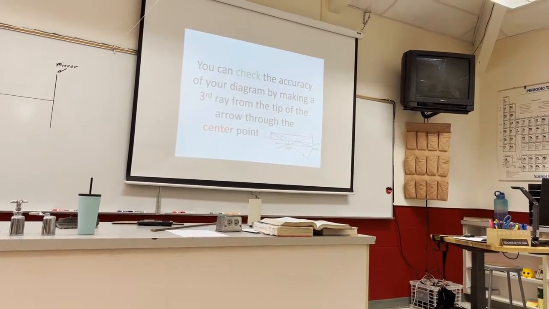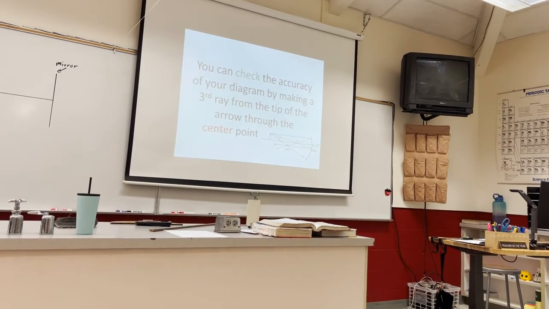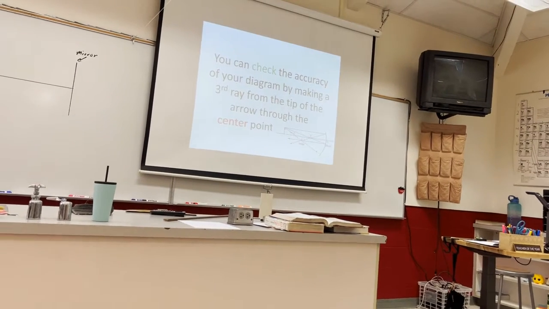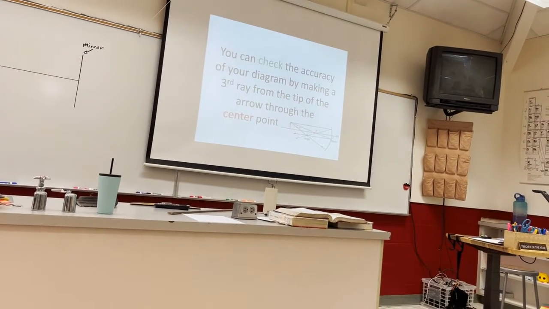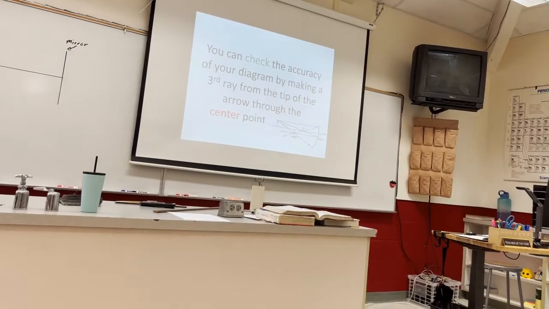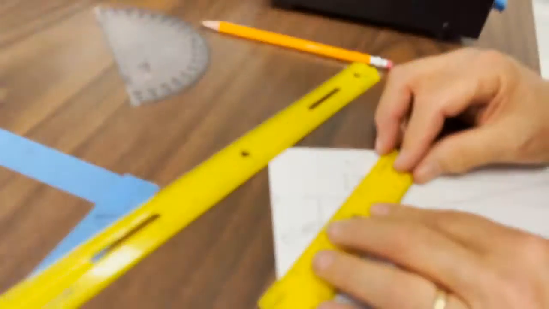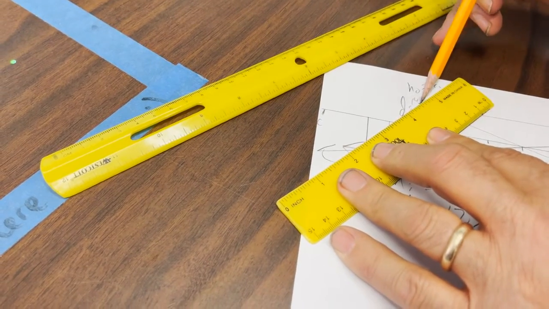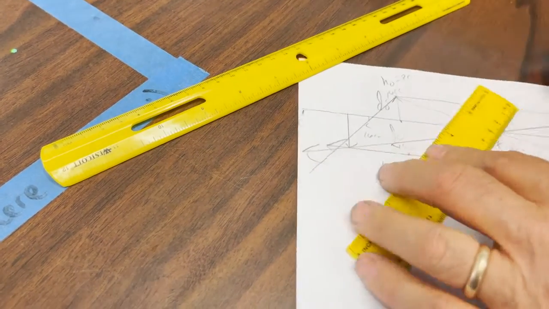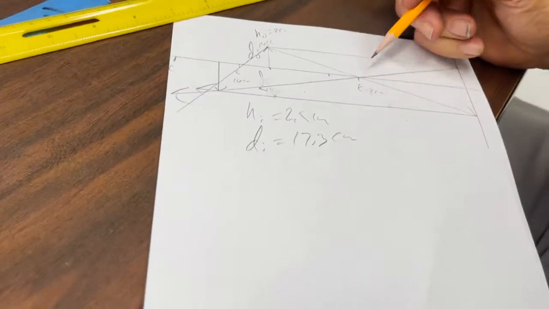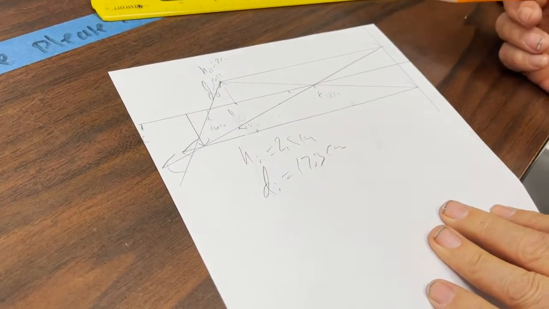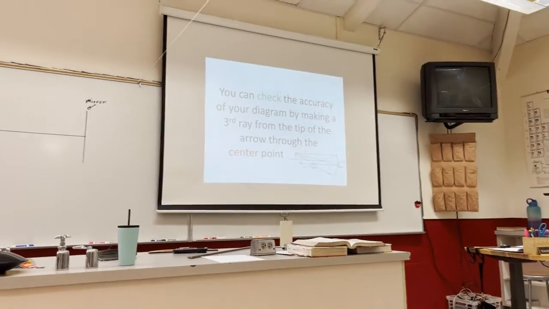Okay. So you can check the accuracy of your diagram by making a third ray from the tip of the arrow through the center point. So through that thing right there? The tip of the arrow through the center point. Oh. So there's the tip of the arrow. There's the center point. It's not bad. So it should be back here. Yeah. And like I said, I missed the point, so you can see a little bit of slop here. It has a big impact on your result. Okay. So that's how you make a ray model diagram for this.